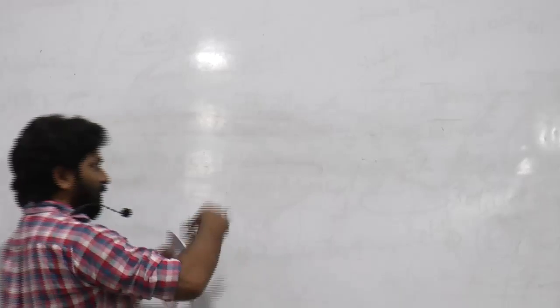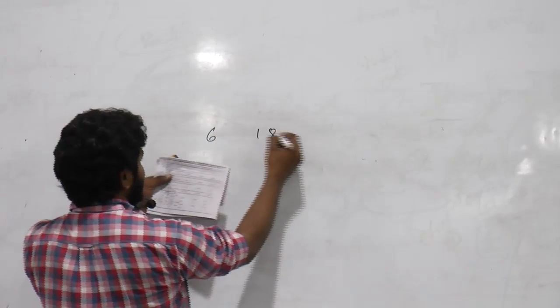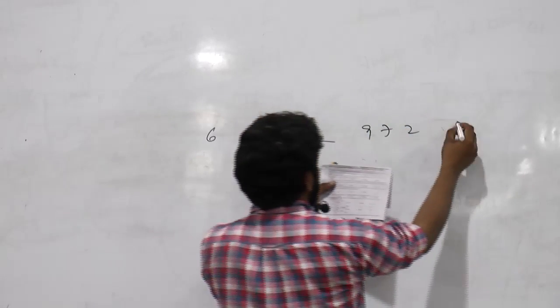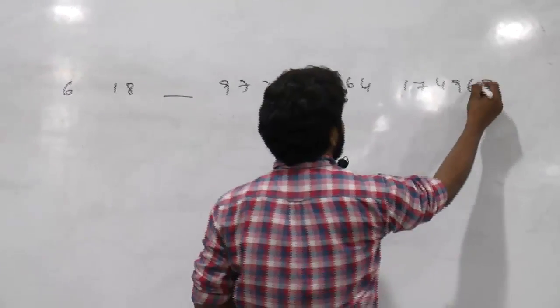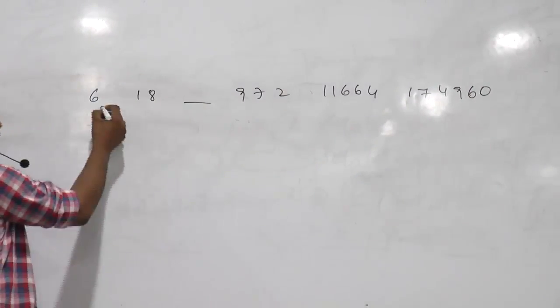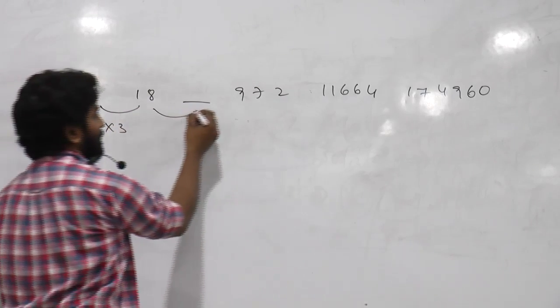This is something related to multiplication. By looking at the numbers itself we can decide: 972, 11664, 174960. This is very clear, 3 times.